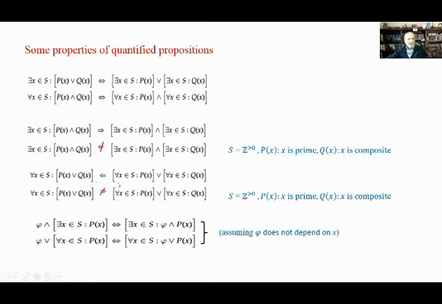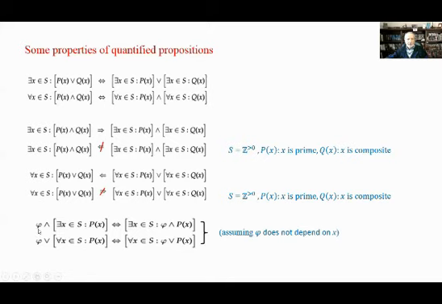Now here's another example. If for any x in S, Px, or for any x in S, Qx, then necessarily for any x in S, Px or Qx. Again, this direction does not work, and this is a counterexample right here. This is important, and you will see that in some of the exercises and questions to work on.